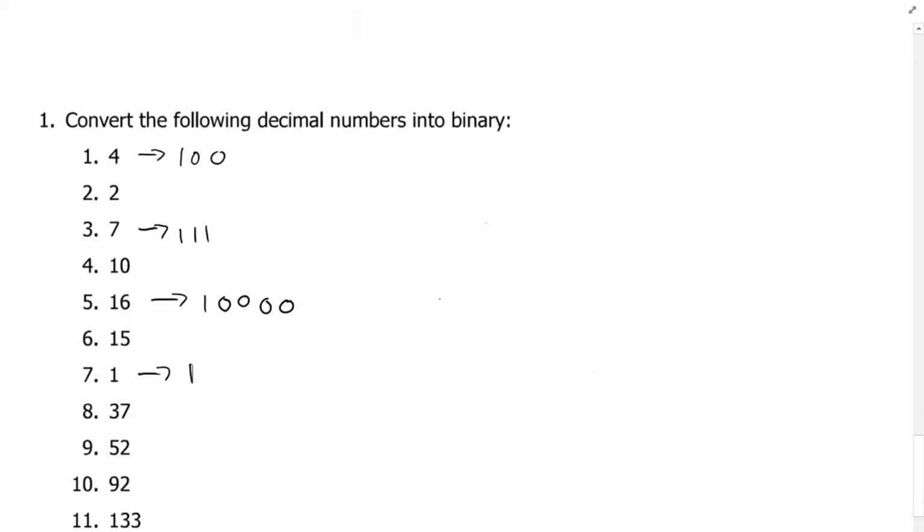Let's do 1.9, which is 52. So again, we just write down the number and then divide by 2 and write down the remainder. 52 divided by 2 is 26, remainder 0. 26 divided by 2 is 13, remainder 0. 13 divided by 2 is 6, remainder 1.